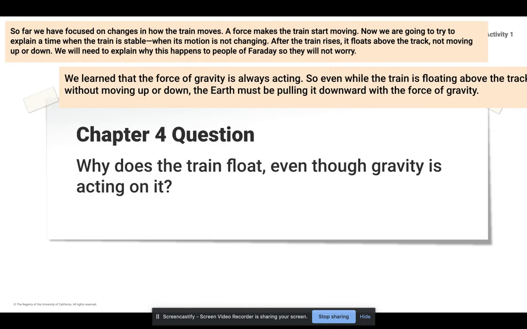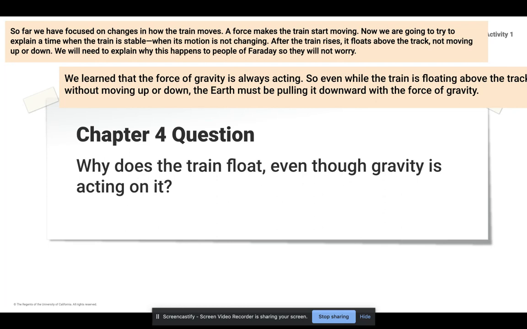So far, we have focused on changes in how the train moves, maybe it moving up or moving down. We know that a force makes the train start moving. Now we're going to try to explain a time when the train is stable, as in when the motion is not changing. It's stable whenever it's floating. After the train rises, it floats above the tracks, not moving up or down. We will need to explain why this happens to the people of Faraday, so they're not going to worry.